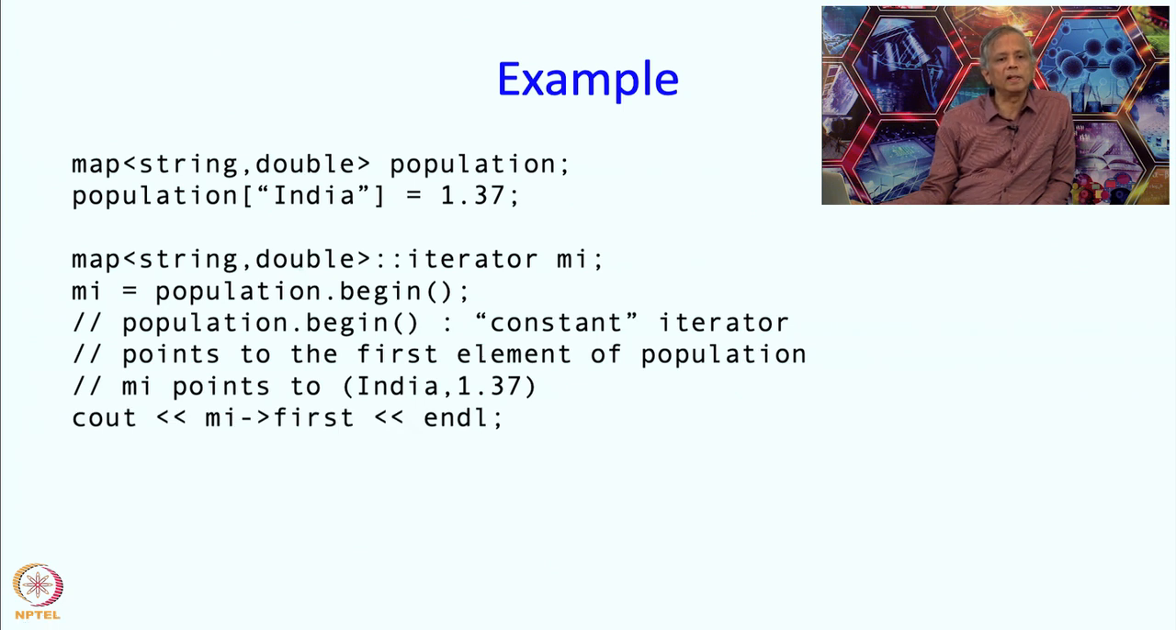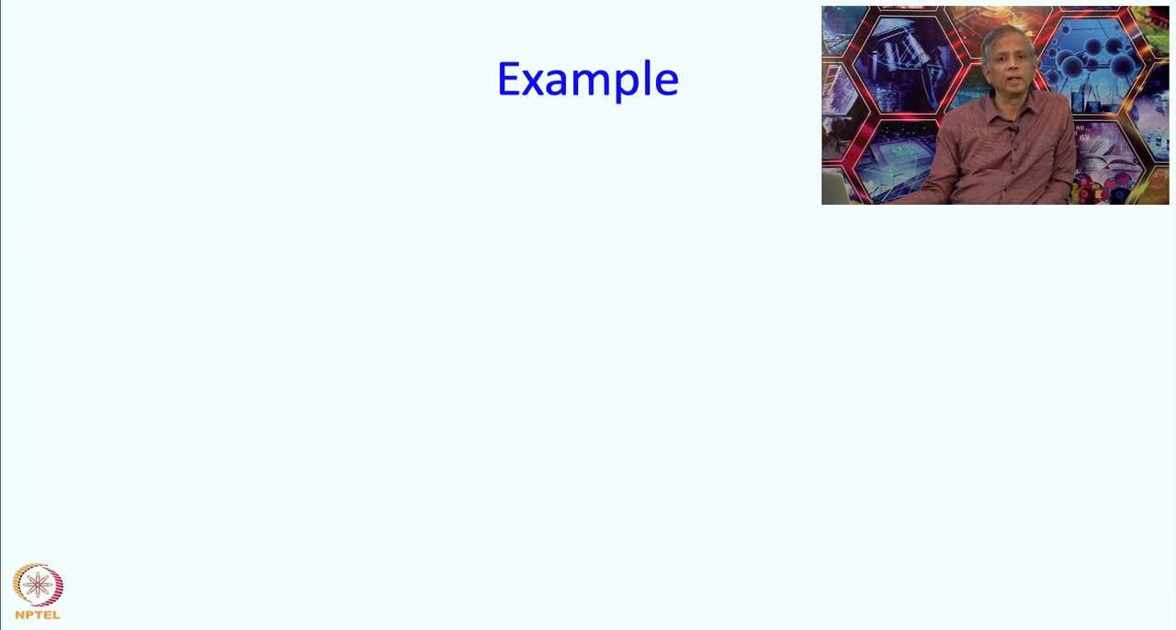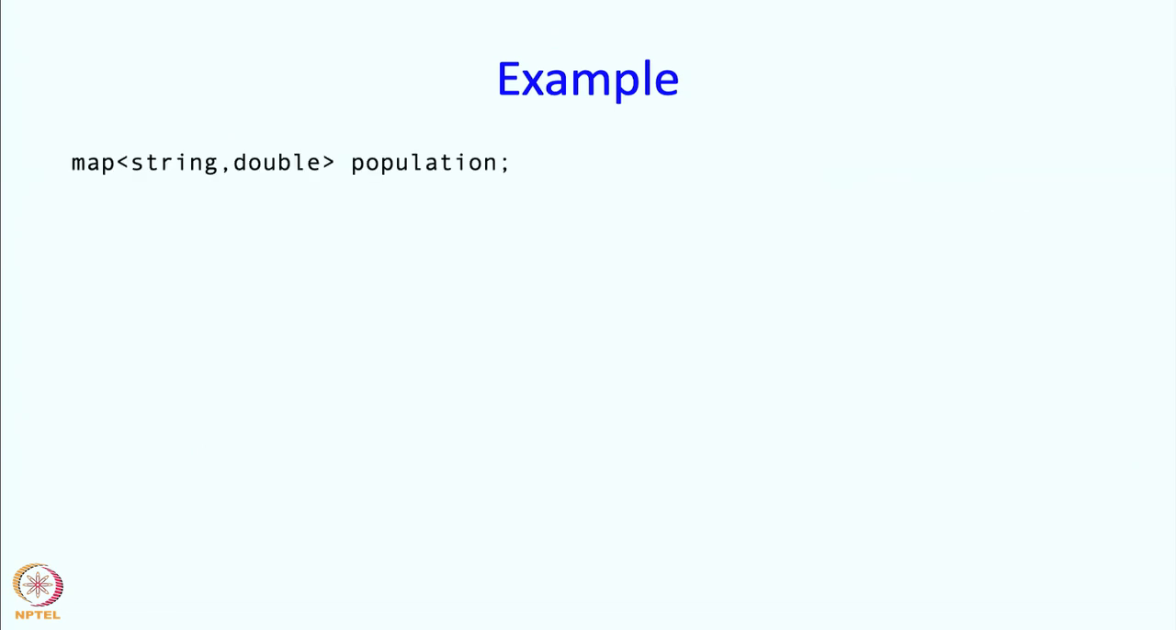So if I write cout mi arrow first, remember that we have to think of this as a pointer. We are first dereferencing it, and we are getting to the member first of that dereferenced object. That can be written using the arrow operator, the minus greater than operator. And this will print out India, and this will print out 1.37. But you can do more with this.